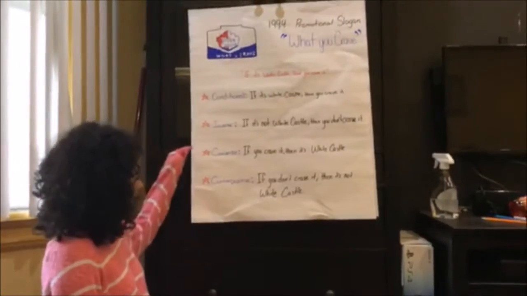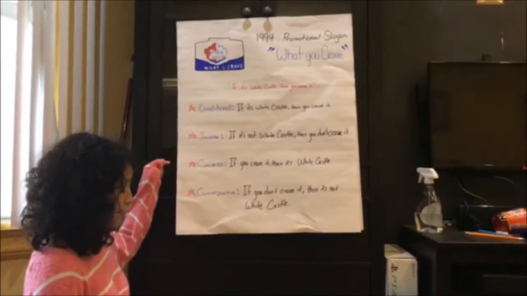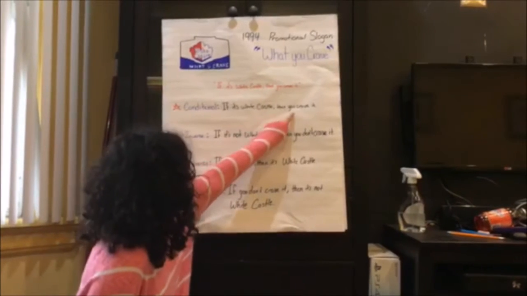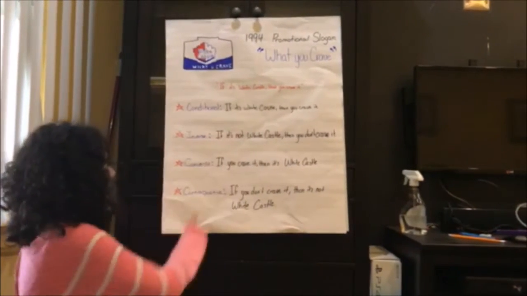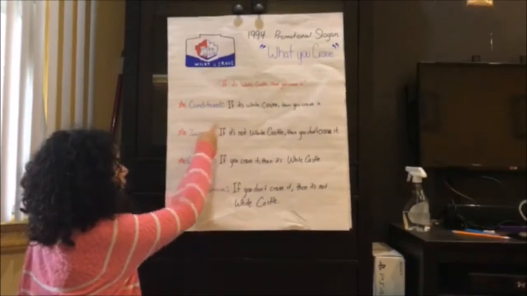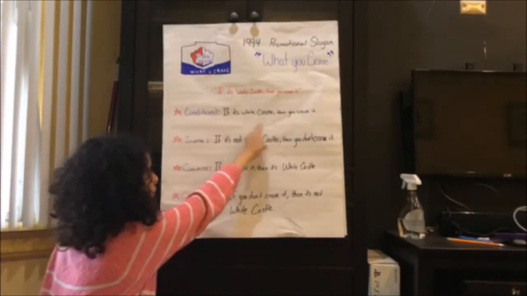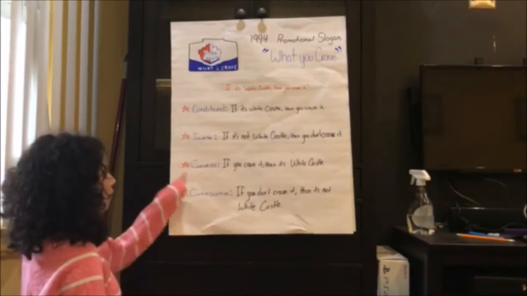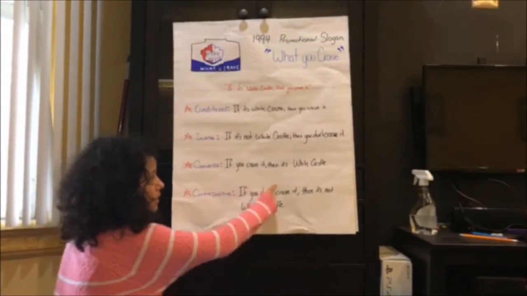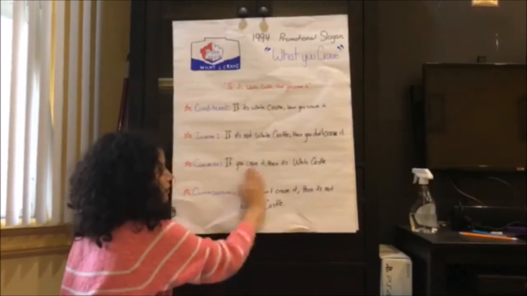The converse of a statement is essentially when you switch the second subject of the conditional statement with the first. So for example, if the first part of the conditional statement is White Castle, and the second subject is craving it, then the converse would be, if you crave it, then it's White Castle. So you're switching these two.